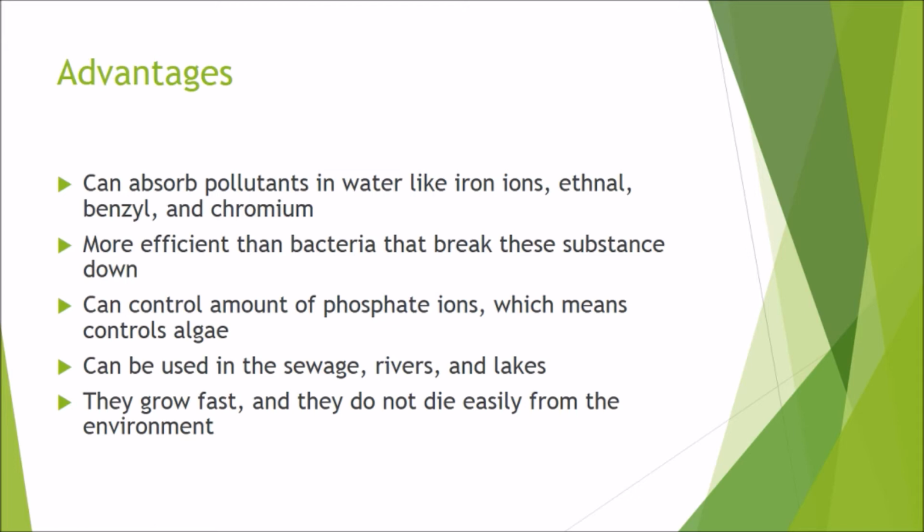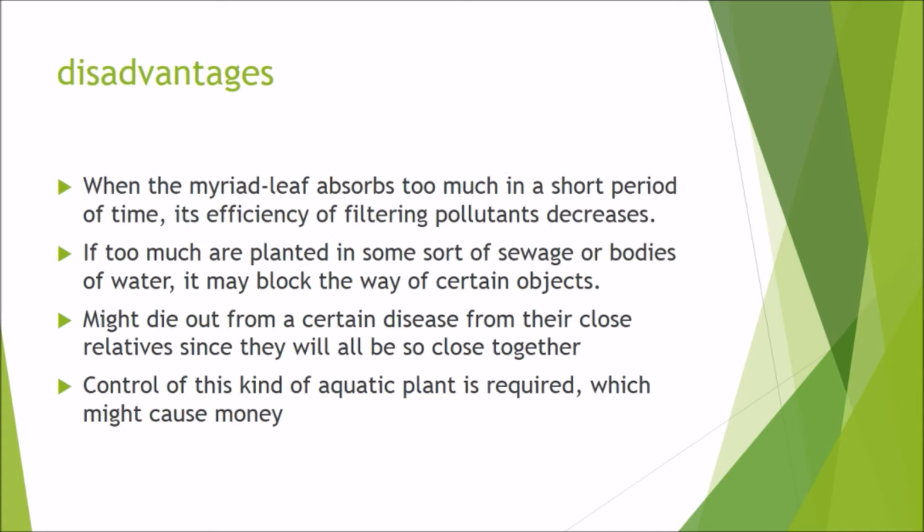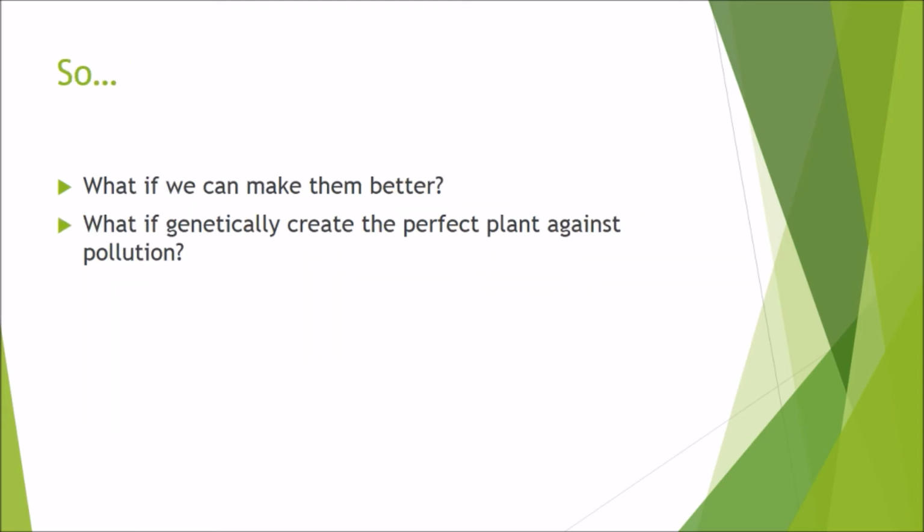the substance down. They can control the amount of phosphate ions, which means control of the growth of algae. It can also be used in sewage, rivers, and lakes. Plus, they grow fast, and they are tough. Unfortunately, its efficiency in absorbing pollutants would decrease after taking in too much. They grow fast, so maintaining the amount of myriad leaf would cost money and resources. It could also die from a certain disease.